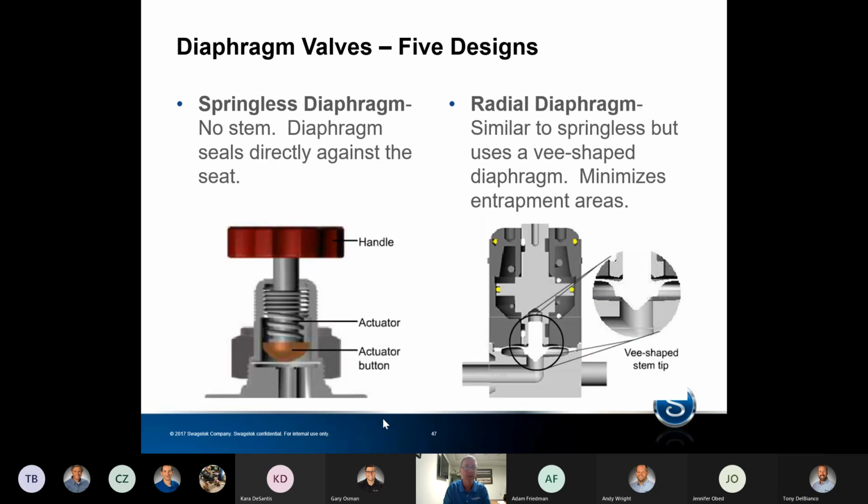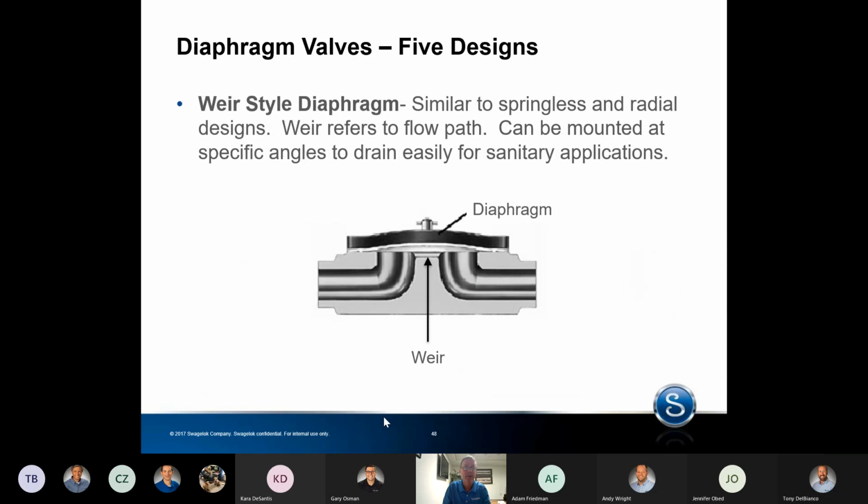Springless diaphragm has no stem, and the diaphragm seals directly against the seat. A radial diaphragm is similar to the springless one, but uses a V-shaped diaphragm, which minimizes entrapment areas. And finally, the weir style diaphragm, which is similar to the springless and the radial designs. The weir refers to the flow path. These can be mounted at different angles to drain easily for sanitary applications.